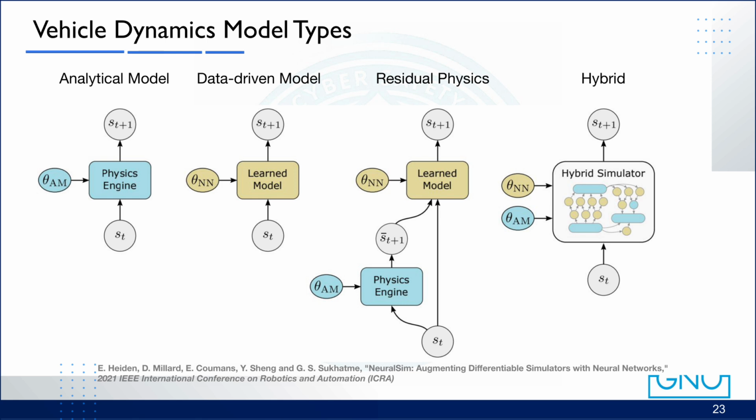Finally, the hybrid model tightly integrates the physics and neural components into a single simulator. Here, both theta am and theta nn are learned jointly, allowing the model to remain physically interpretable, yet flexible and data adaptive.